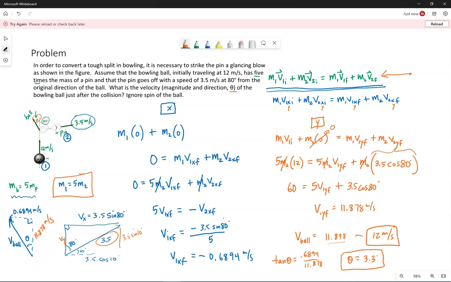Beyond that, I can look at other concepts. So we're going to do a couple more examples that will require us to use more than conservation of momentum. So we'll look at that next.